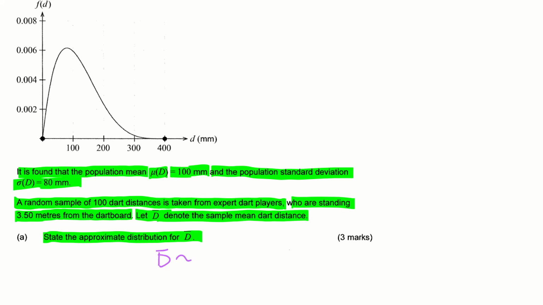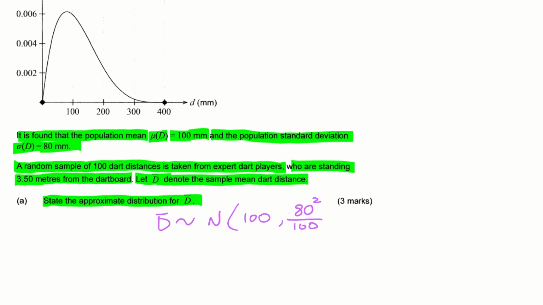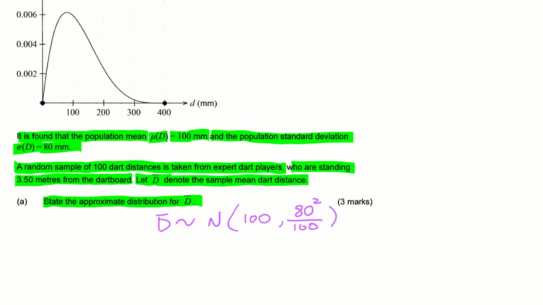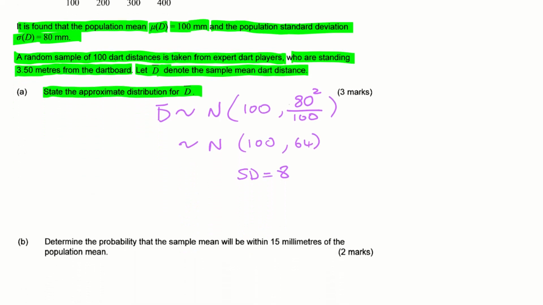So D bar is going to be a normal. Remember, the mean will always be the same as the calculated mean. And we're taking 100 samples. Standard deviation was 80, so the variance is going to be 80 squared divided by the 100 because we took 100 in the sample. So that is going to be a normal with mean 100 and variance 64, and that means the standard deviation is 8 for the sample of 100.